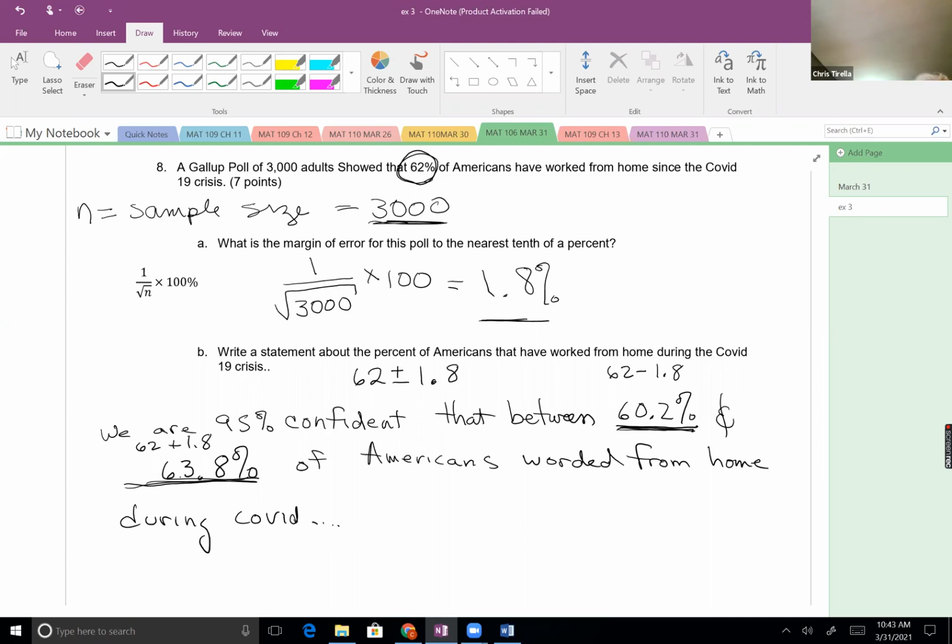Is that margin of error question all right? Yeah.